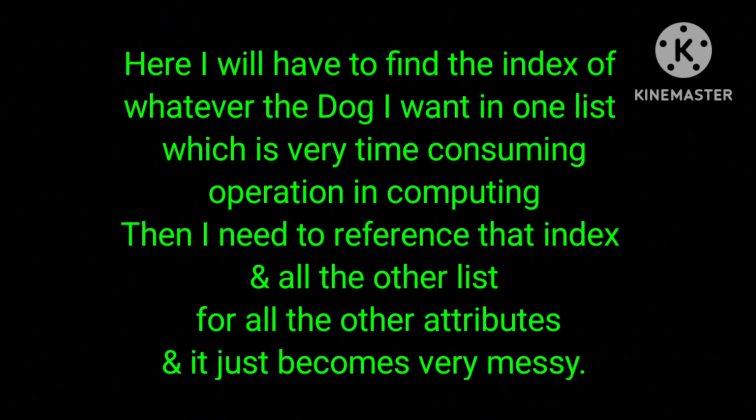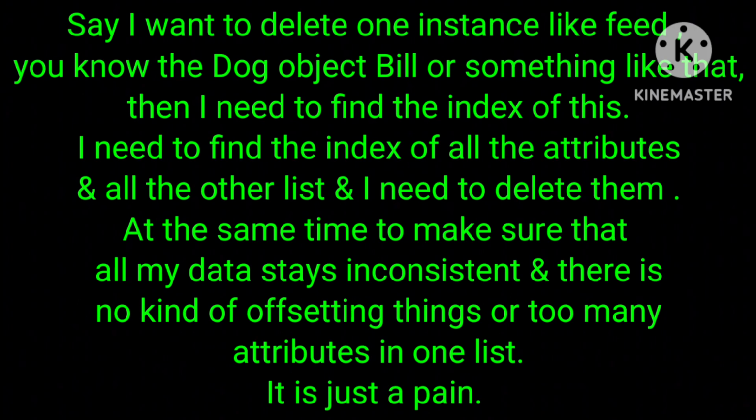And let us say I want to delete one instance, like the dog object Bill or something like that. Then I need to find the index of this. I need to find the index of all the attributes in all the other lists, and I need to delete them at the same time to make sure that all my data stays consistent and there is no offsetting things or too many attributes in one list. So it is just a pain to do it like that.